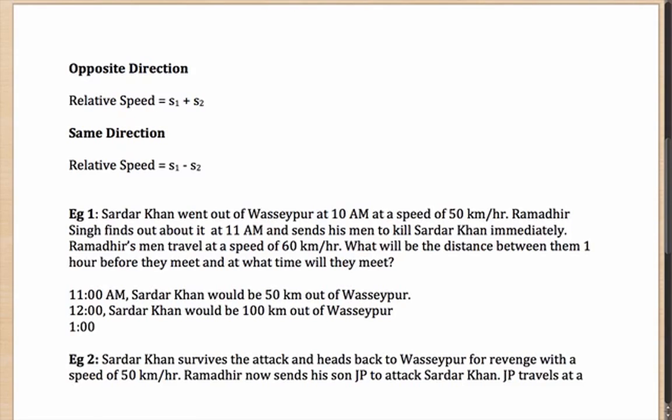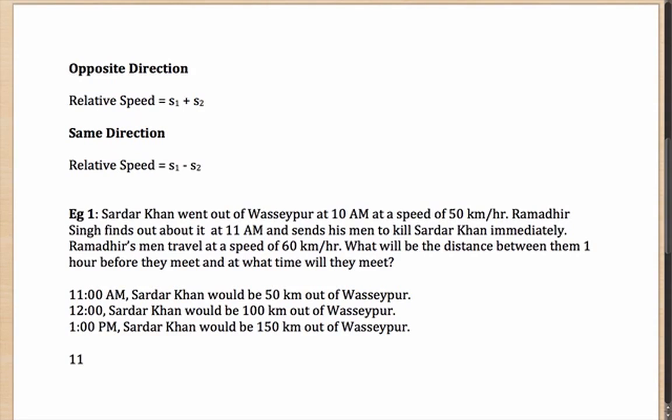At 1 p.m., Sardar Khan would be 150 kilometers out of Wasipur, and the list goes on. Very similarly, for Ramadhir's men, at 11 a.m. is when they start moving. So at 11 a.m., Ramadhir's men start moving. At 12 noon, Ramadhir's men would be 60 kilometers out of Wasipur.